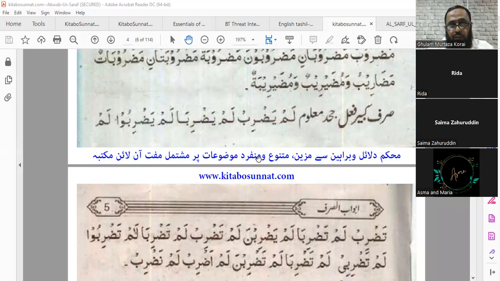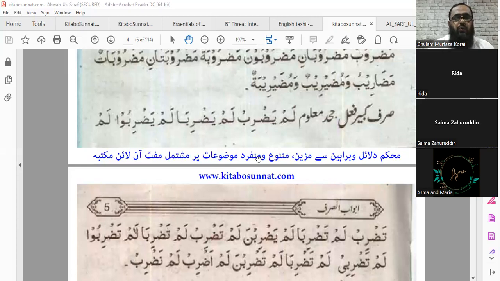Okay, so we learned about five sigas: yazribu, tazribu, tazribu, azribu, and nazribu. The last letter becomes majzoom, meaning the damma is dropped. When lam enters into four sigas of musanna, it makes them majzoom by dropping the last noon at the end of the siga. So it becomes lam yazriba, lam tazriba, lam tazriba, and lam tazriba. Four and five, they become nine sigas.